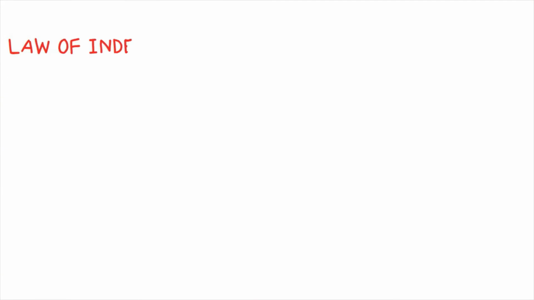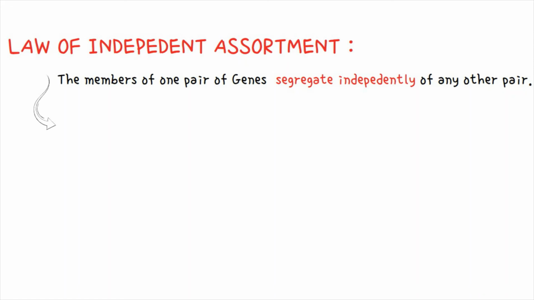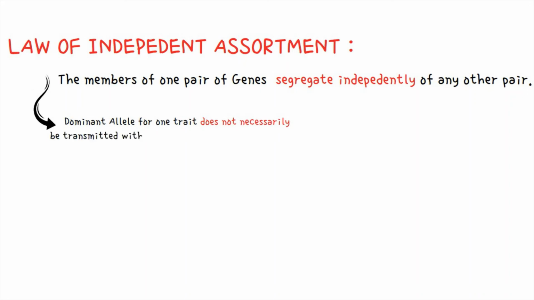So now, what is the law of independent assortment? The law of independent assortment simply says that the members of one pair of genes segregate independently of any other pair, meaning that the dominant allele for one trait, such as color of the seed, does not necessarily get transmitted with the dominant allele for other traits, such as shape of the seed.